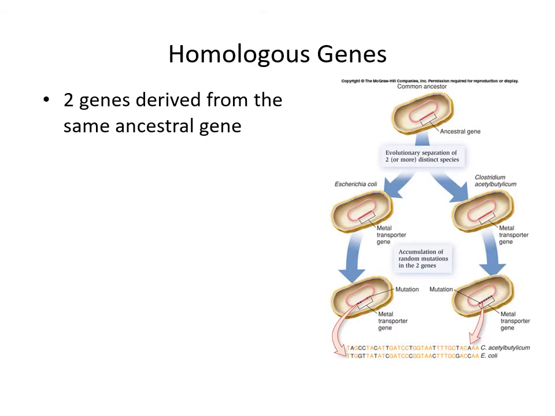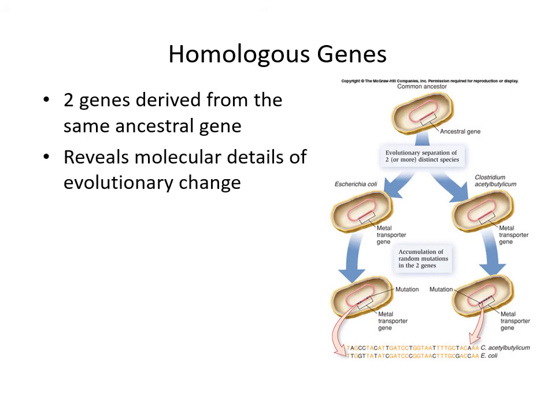So homologous genes are genes derived from the same ancestral gene. Just like you can imagine an arm being inherited from ancestors and being modified in one way or another, the same thing is going to happen with genes. So this reveals molecular details of the evolutionary change.